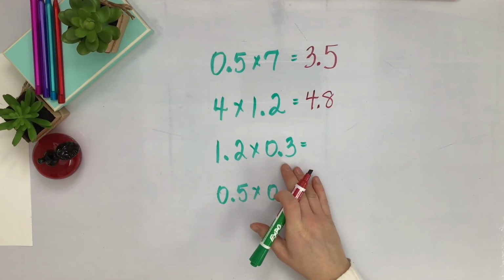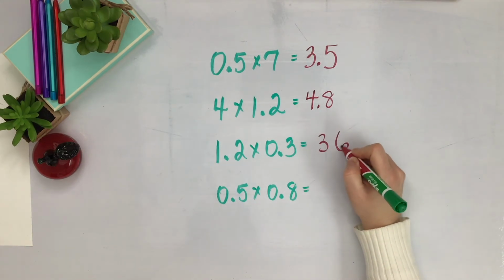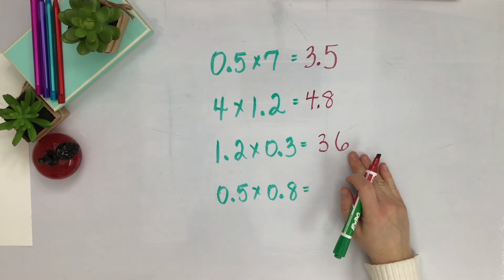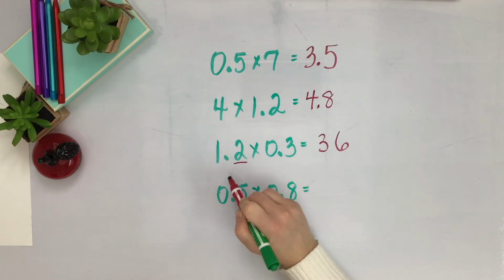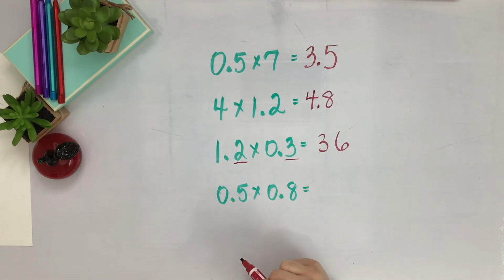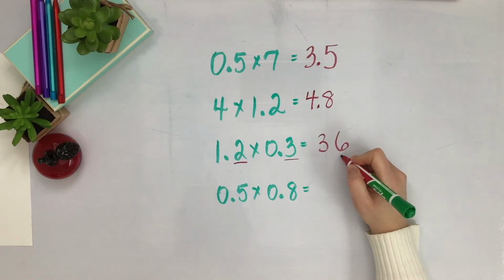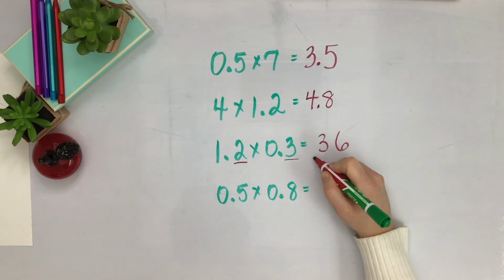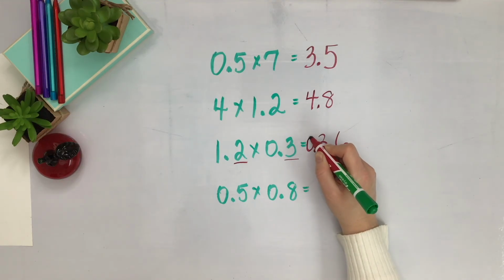Here, I am going to just think 12 times 3, which is 36. But I know my answer can't be 36. I have to adjust where the decimal point is. Here, I've got a number that is 10 times smaller than 12, and here I've got a number that is 10 times smaller than 3. So instead of 12 times 3 being 36, I'm going to have to adjust by 100 times. That's 10 times 10 times smaller.